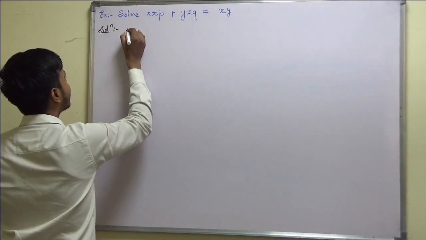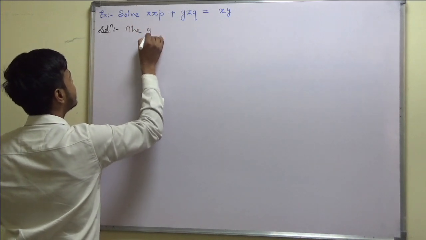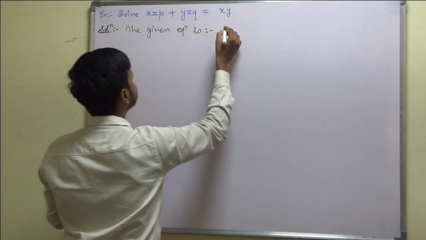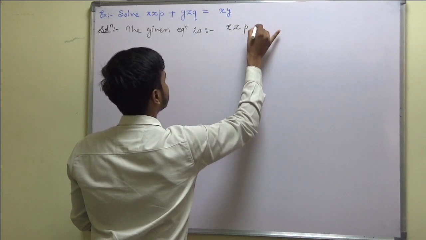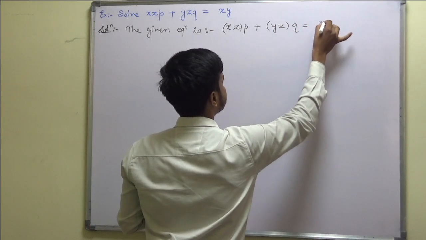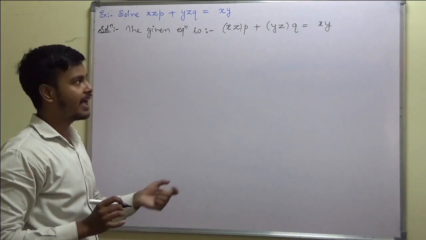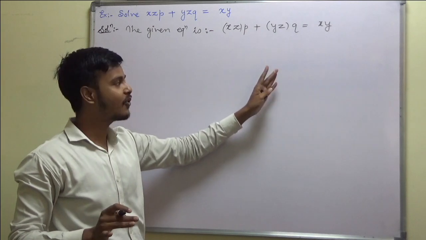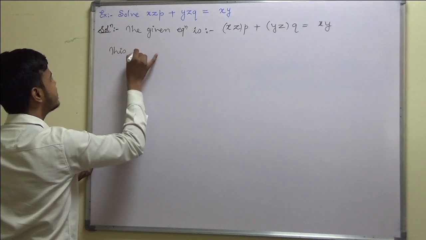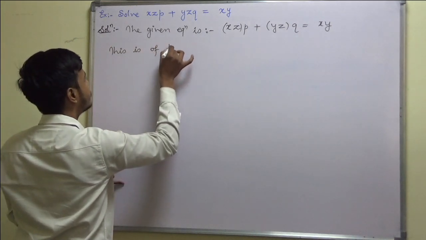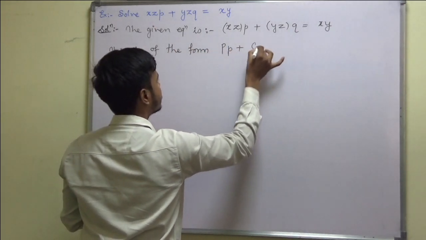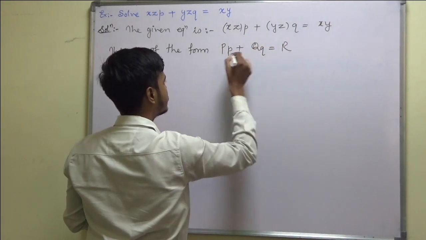Okay, so you can write the given equation is xzp plus yzq is equal to xy. And if it is in the form, well and good. If it is not in the form, try to rearrange. But as this is of the form, you can write this is of the form Pp plus Qq is equal to R.